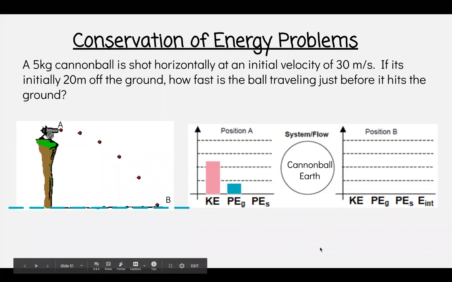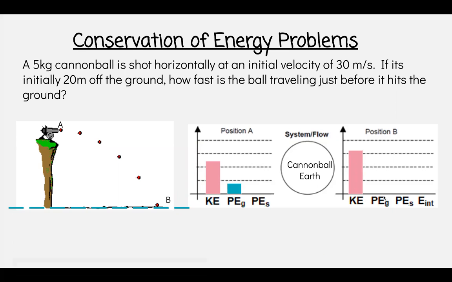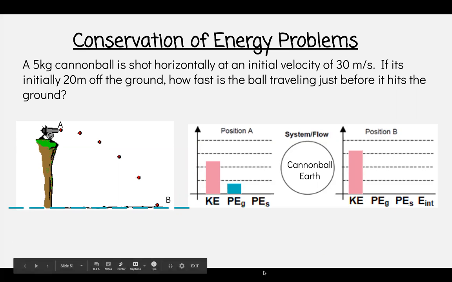At point B, we're going to make a nice little assumption here. It says just before it hits the ground. So I can assume at B that it's functionally got zero potential and that all of it is kinetic. Right? That's going to be an assumption we make a lot just because it makes the math easy. It means that all the energy at point A is now kinetic energy at point B.